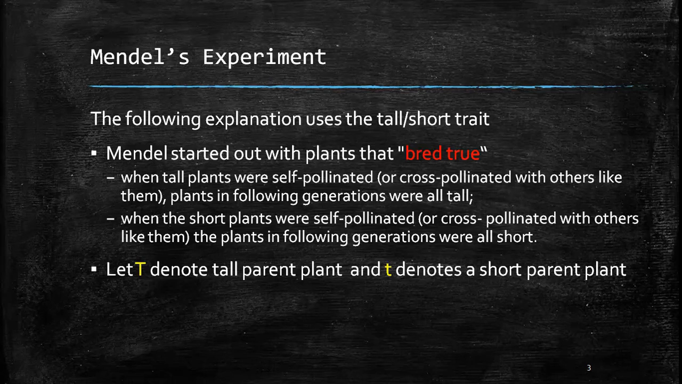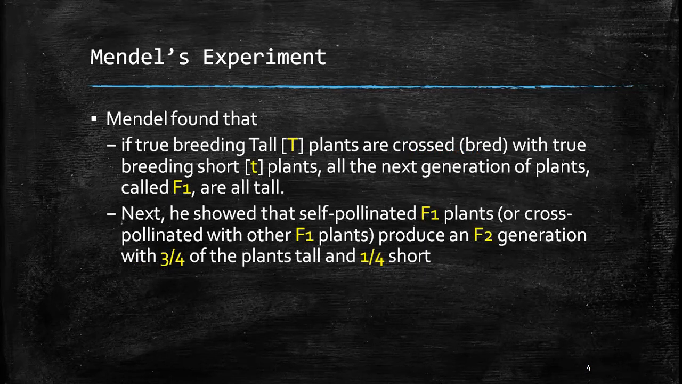short. By assuming that tallness is dominant over short, let us denote the tall parent plant using uppercase T and a short parent plant using lowercase t. By looking at the experiment results, Mendel found that if true breeding tall plants are crossed with true breeding short plants, all the next generation of plants, called F1, are all tall. Next, he showed that self-pollinated F1 generation plants, or cross-pollinated with other F1 plants, produce an F2 generation with 3/4 of the plants tall and 1/4 short.